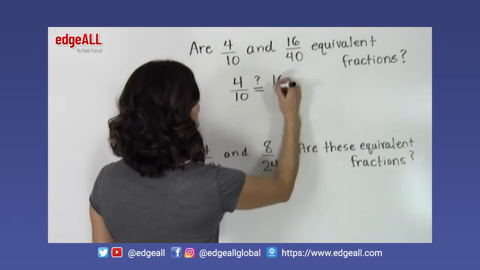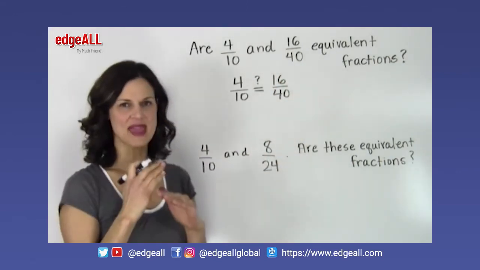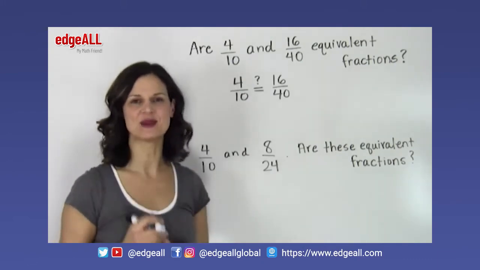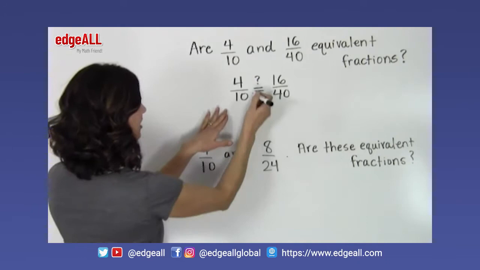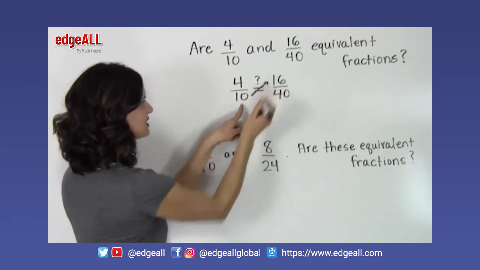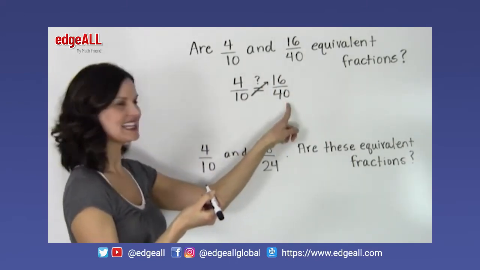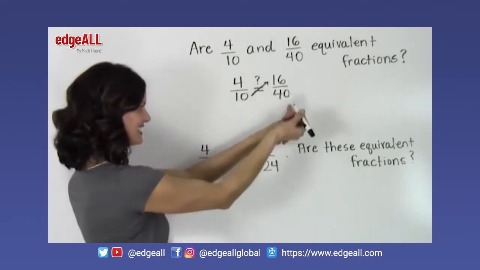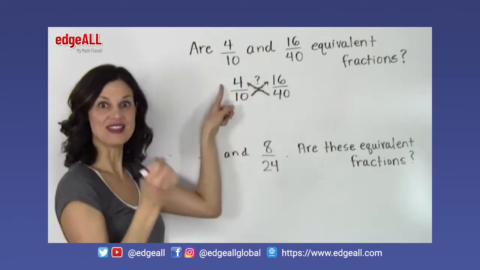Then I'll put my second fraction right next to it so that I keep my cross multiplication organized. I want to start out by taking the denominator of one fraction and multiplying it by the numerator of the other. And then I take the denominator of my second fraction and multiply it by the numerator of the other.